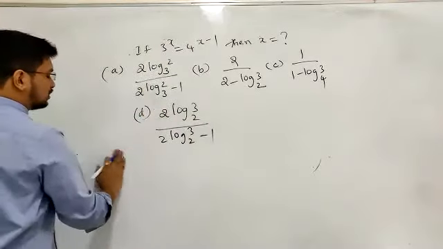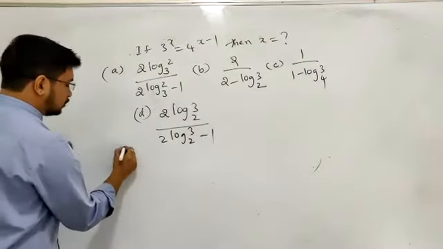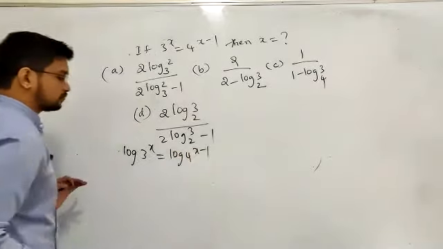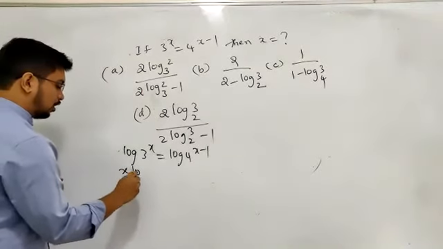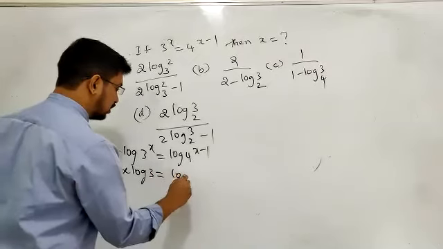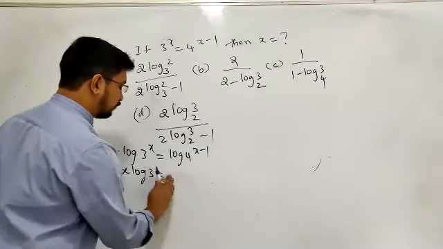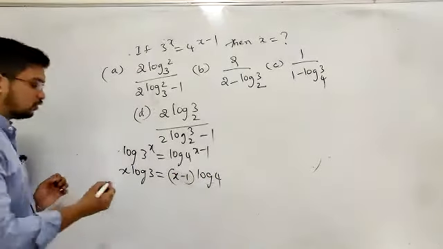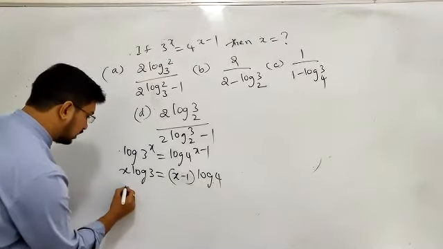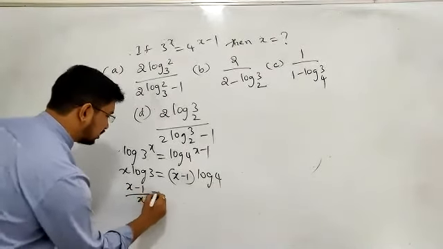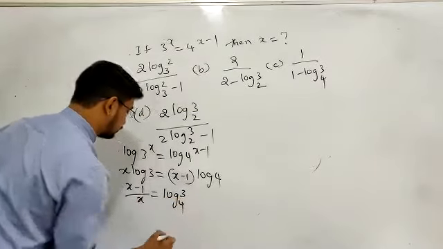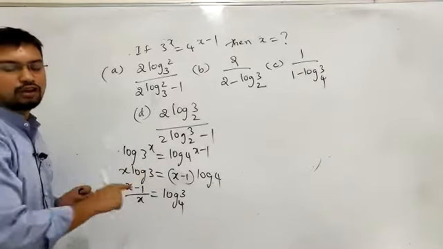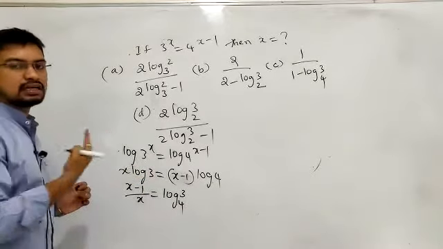Whenever they give you an exponent, I'll apply logarithms on both sides. So we'll get log of 3 power x equals log of 4 power x minus 1. So x into log 3 is equal to x minus 1 into log 4. So we'll get x minus 1 by x equals log 3 by log 4, which can be written as log 3 to the base 4, changing to an arbitrary base.